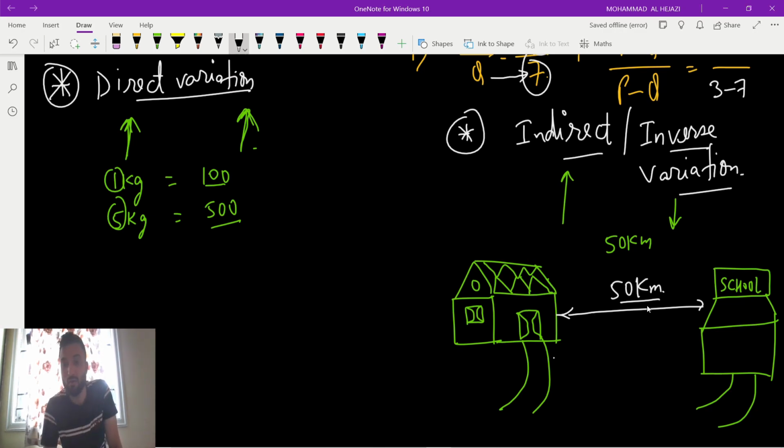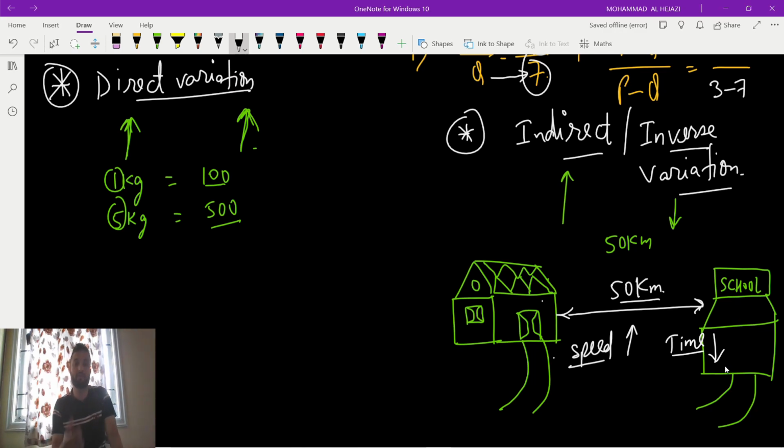So what will happen? You are going from home to a school. Suppose you increase the speed. The time taken to reach the school will reduce. Suppose you are moving at a speed of 40 km per hour and you are reaching in 70 minutes.